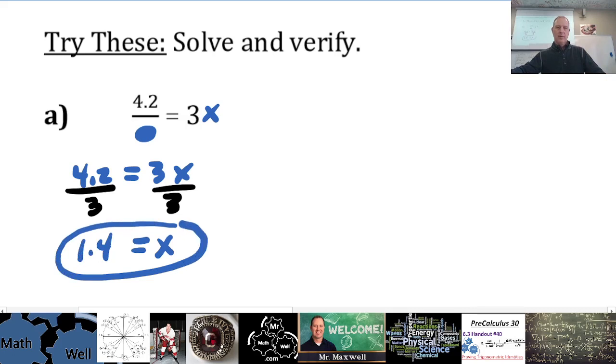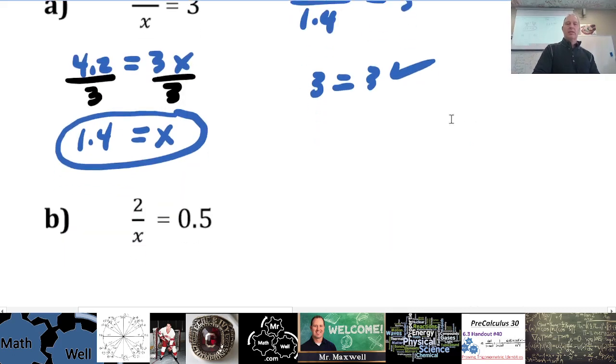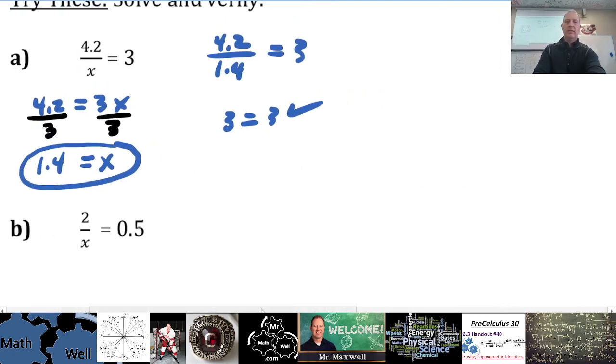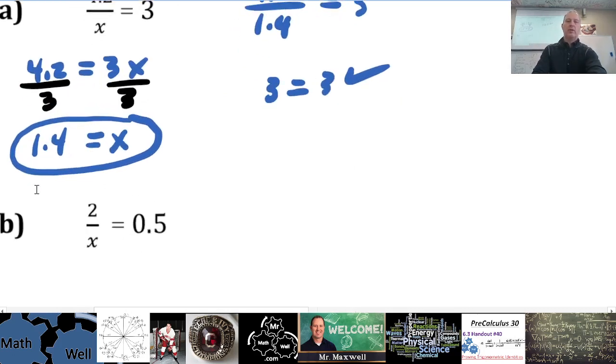Okay, very good. So let's check that out. In the original equation, 4.2 divided by 1.4 equals 3. Do that on your calculator if you wish. You should get 3 equals 3 there. So we had to bring the x up. Yes, you do need to eliminate the x from the denominator. So go ahead and do B on your own. It's really exactly the same as A. So go ahead and do B by yourself. See if you can do it.